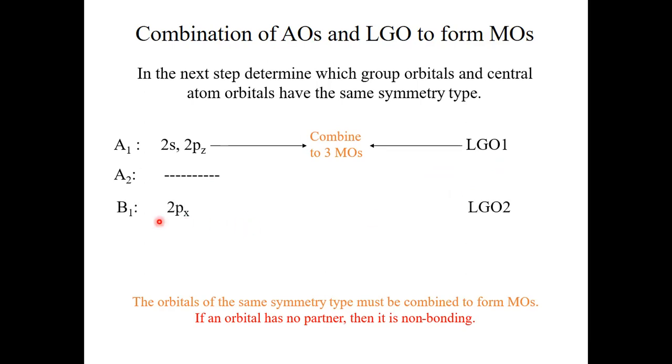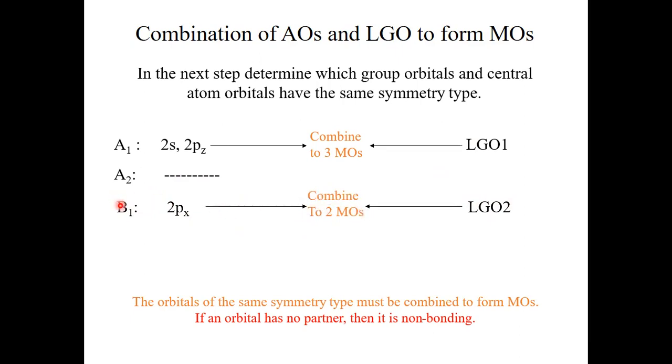Our third symmetry type is the B1 symmetry type. We previously determined that the 2px orbital has that symmetry type, and that also one ligand group orbital has that symmetry type. So how many do we combine? Well, that's this one and that one, so that's 2. So how many molecular orbitals will we get? Well, also 2.